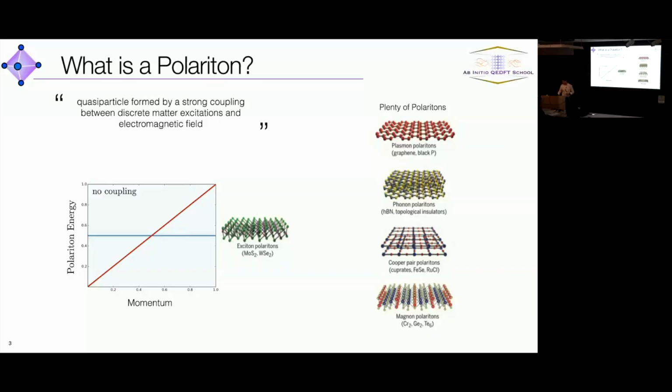Now, if the two degrees of freedom start talking to each other, they will hybridize. And this hybridization will lead to the formation of two branches, a lower polaritonic branch and an upper polaritonic branch, which are split by a certain amount, and this amount is called Rabi splitting. So the whole physics of polaritons, at least in linear response, is really based on the formation of this gap. And you can find different regimes of coupling. We will see that based on how big this polaritonic gap is compared to different scales of the system.